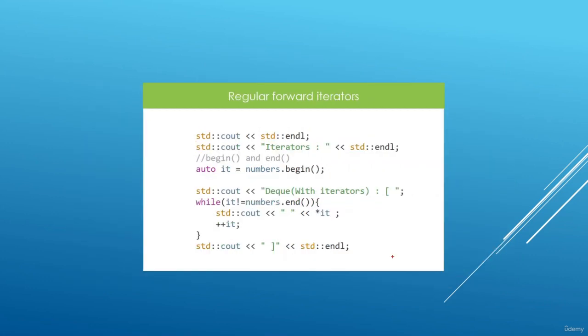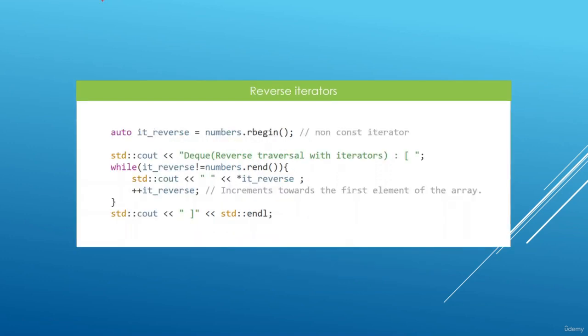We can use regular forward iterators with a Deque container, so we can set up a begin iterator and loop around trying to find elements. We can increment to move forward in our Deque container and really print or do whatever we want with our elements, just like we are doing here. It is also possible to use reverse iterators, and this is really what we have seen with std vector.